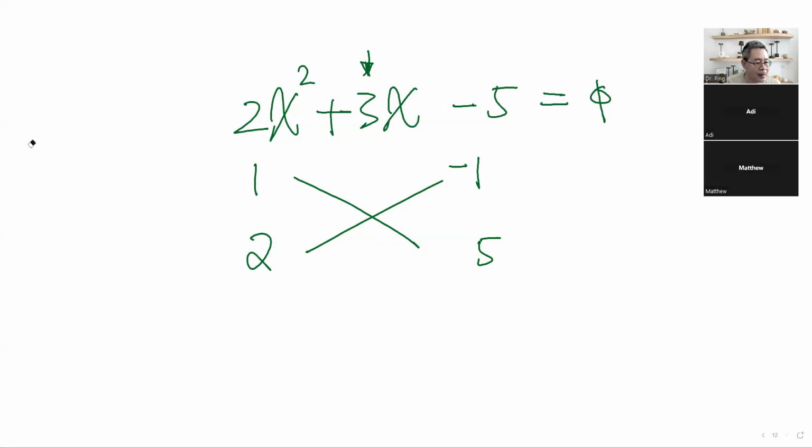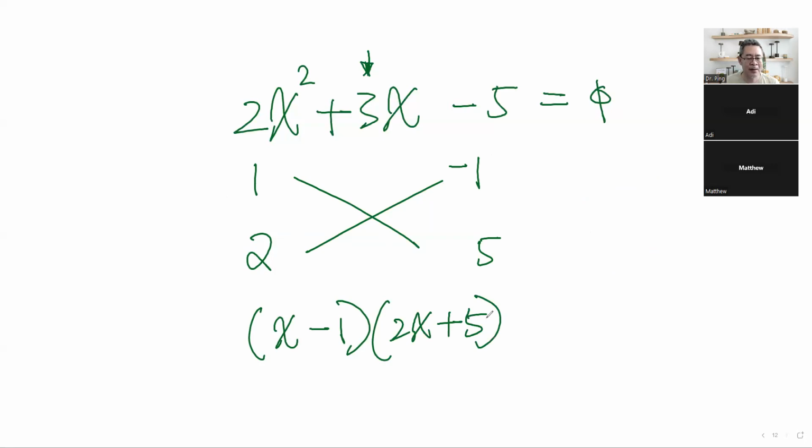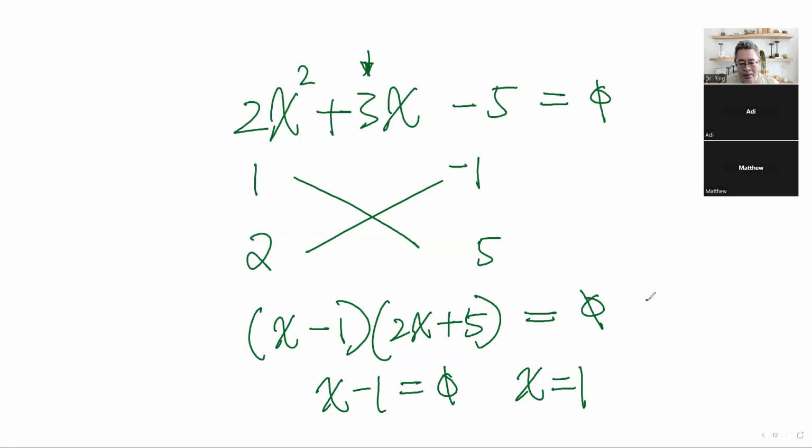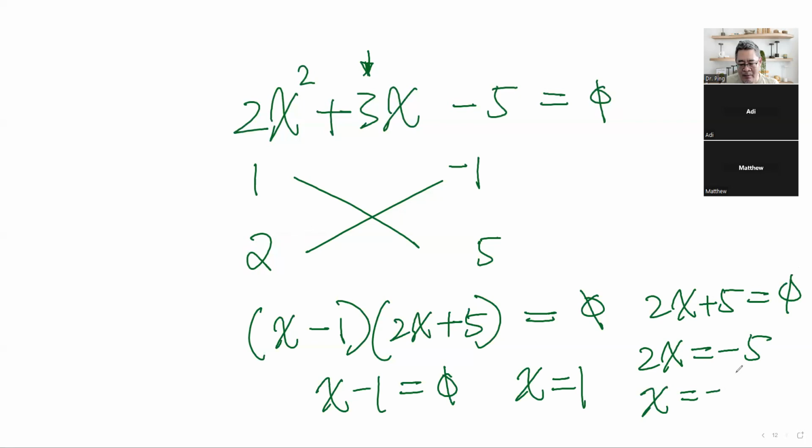All right. And now we can break this into x minus 1 and 2x plus 5. And so we know this has to be 0. What we got is x minus 1 equal to 0. That gives us x equal to 1. Or 2x plus 5 is 0. And that gives us 2x equal to -5. Then x is -5/2. Yep, we good on this one?